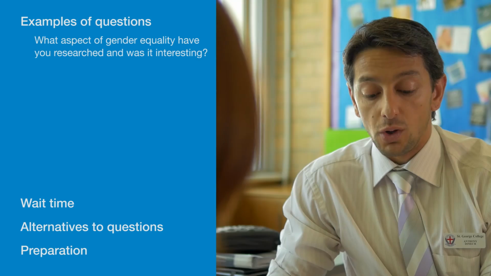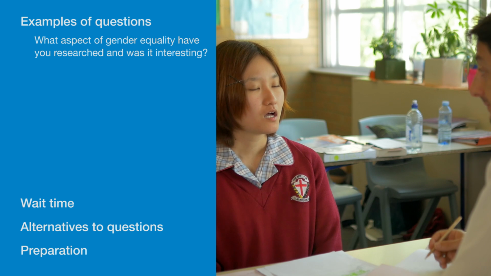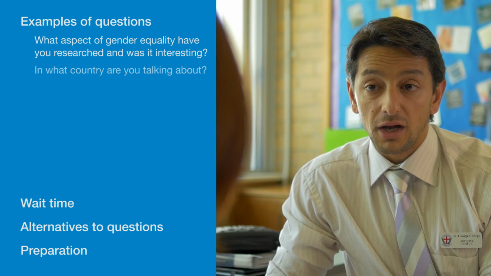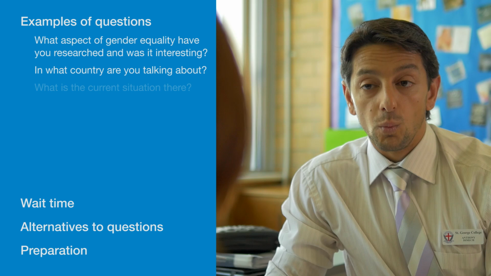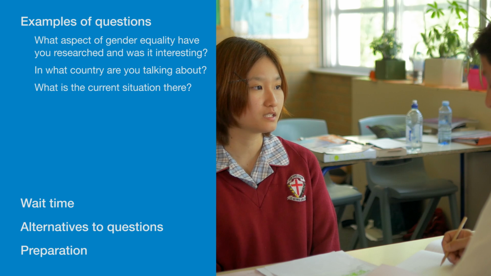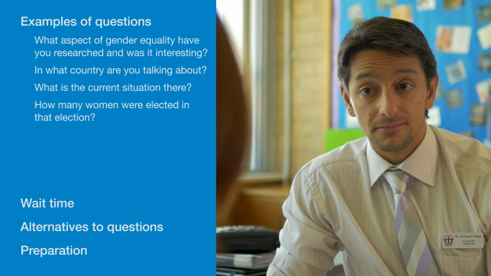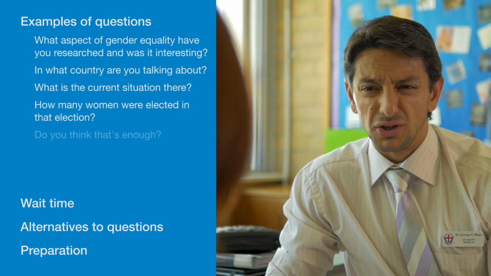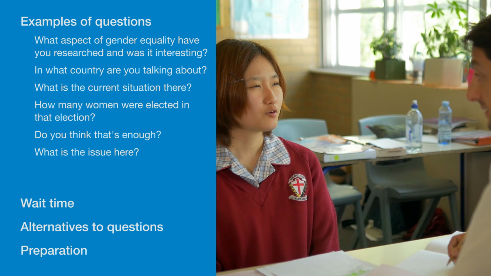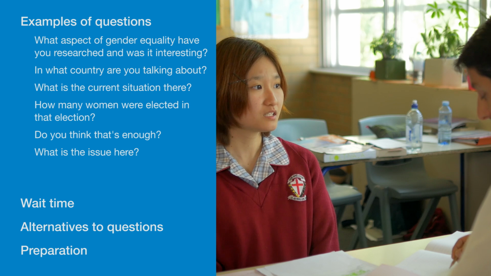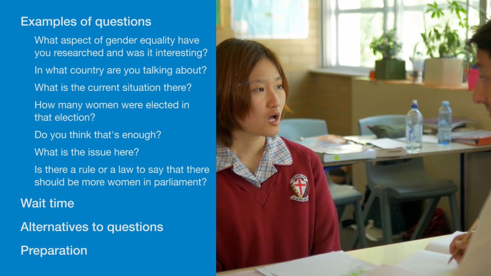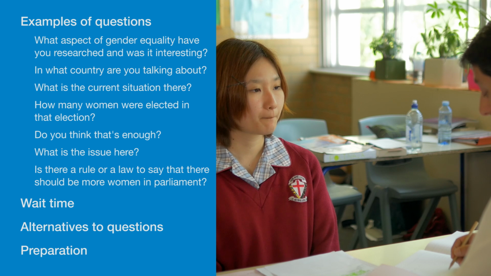So what aspect of gender equality have you researched and was it interesting? Equality in parliament and how many women are in parliament. In what country are you talking about? India. What is the current situation there? 61 women were elected in 2014. And how many women were elected in that election? 61. 61, okay. Do you think that's enough? No. No? Okay. So what is the issue here? There are not many females in Indian parliament. Yeah. Is there a rule or a law to say that there should be more women in parliament? People want more women in parliament.